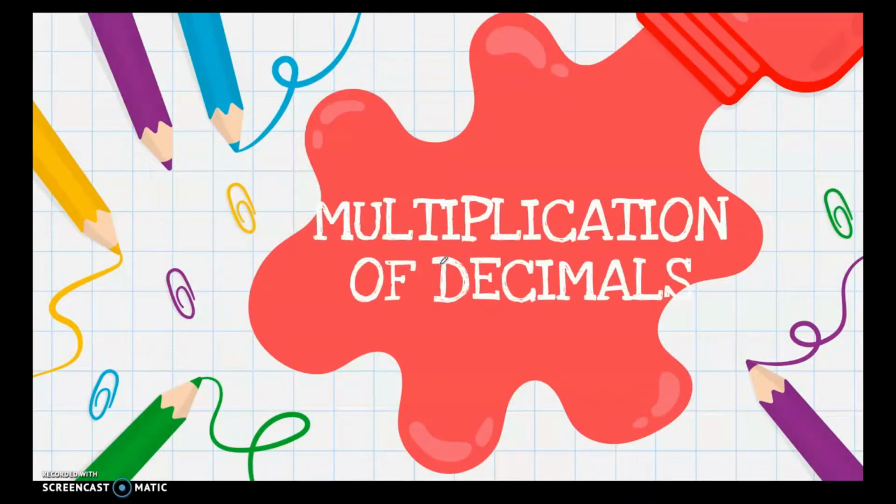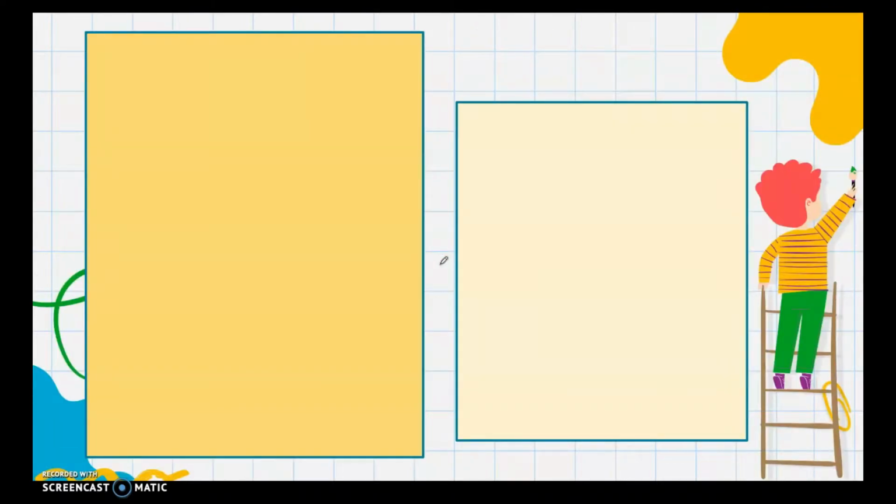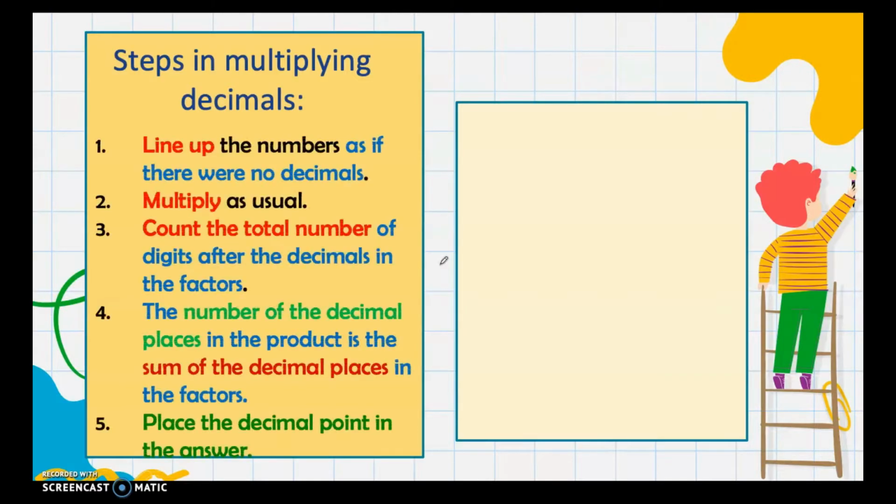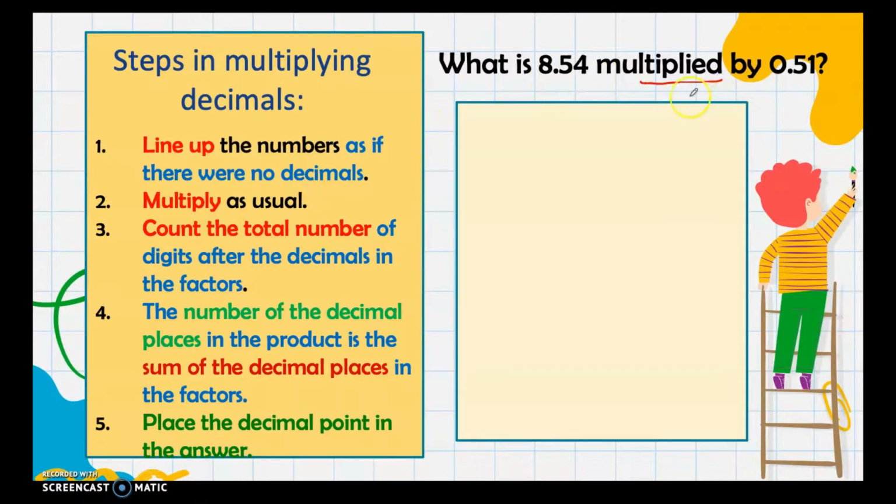Our discussion is all about multiplication of decimals. Now, how do we multiply decimal numbers? Here are the steps. First, align the numbers as if there were no decimals. So we have here, what is 8.54 multiplied by 0.51? So let's align it as if there were no decimals. So you may not need to align the decimal point.